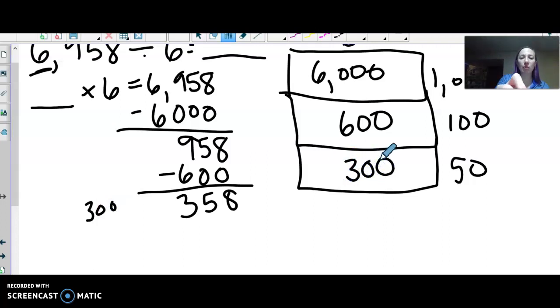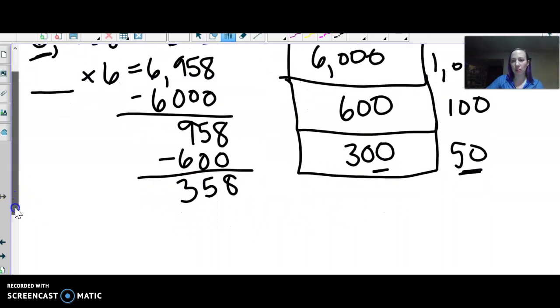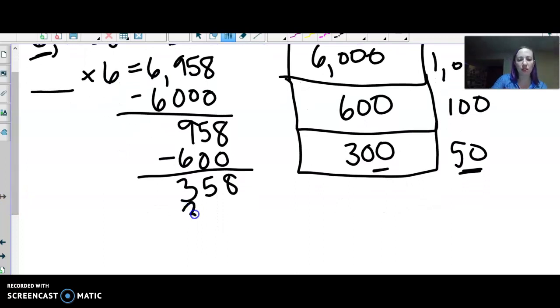So notice how thinking about my facts helped me save some steps instead of just doing like 10 groups and 10 groups and 10 groups. If I did like 10 groups here and I just did 60 here and subtracted 60 multiple times, that would also work. Again, it would just be more steps. So depending on how comfortable you are with your facts will affect how many steps it is, but you can still get the right answer either way.